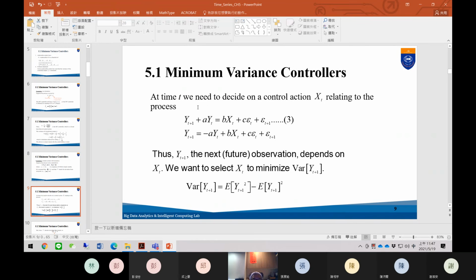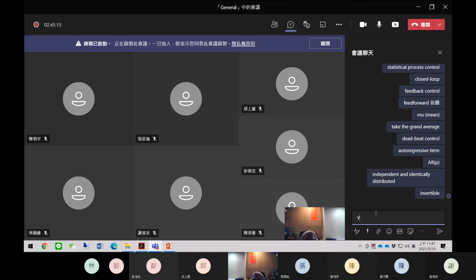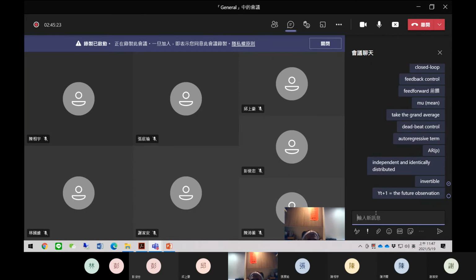Based upon equation 3, we just plus 1. Y_(t+1) equals b x_t plus a c epsilon_t plus a epsilon_(t+1). It's known as equation number 3. Then move this part, the epsilon_t term, to the right-hand side. We would like to take one step ahead. This is the next future observation, Y_(t+1), right? It is the future observation, so it doesn't happen yet.